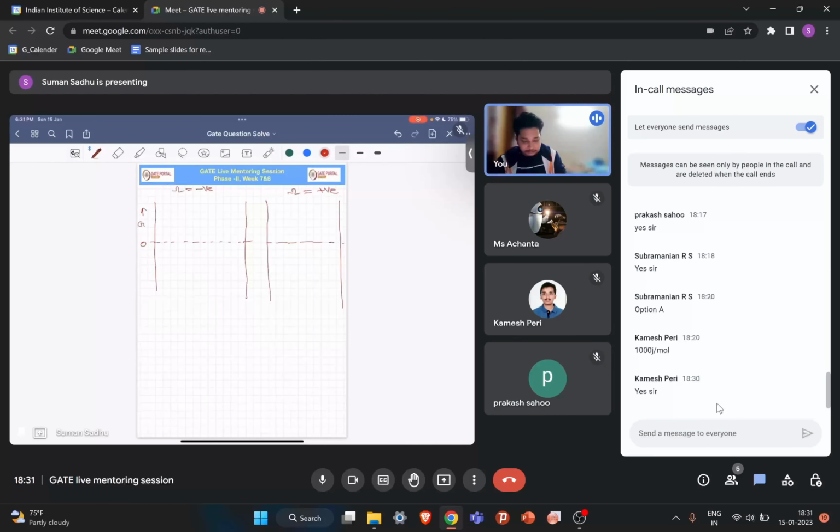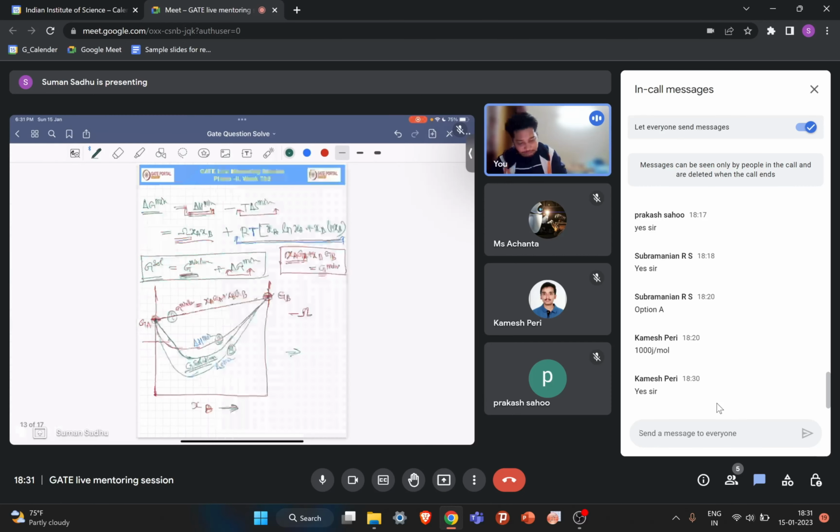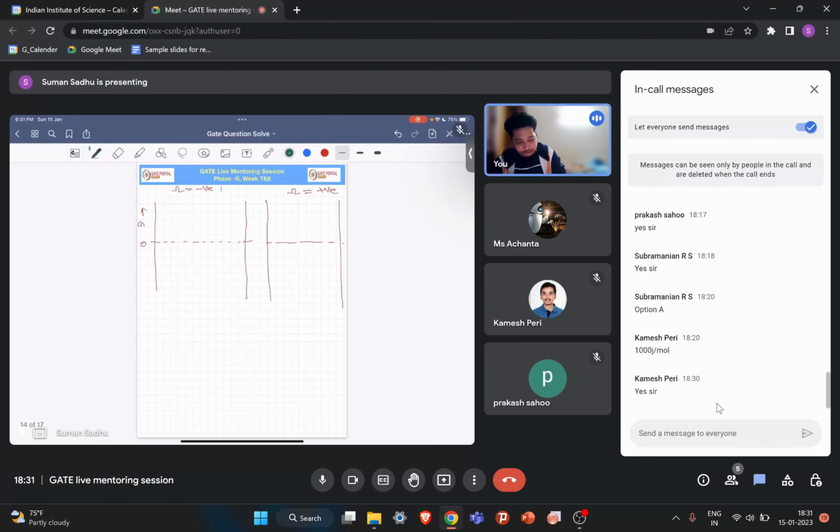So what is delta G mixing? Delta G mixing is delta H mix minus T delta S mix, where delta H mix is omega XA XB. I'm not writing the whole equation again. I think people have remembered this now. So when omega is negative, that means your delta H mix is negative, right? Less than 0.